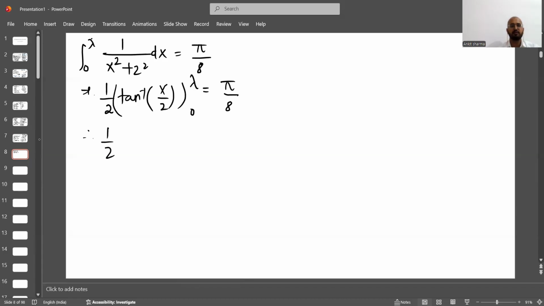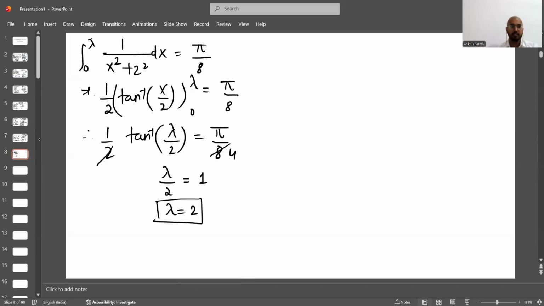So from here I get half of tan inverse of lambda by 2. Tan inverse of 0 is 0. So we get here pi by 8. So this 2 will compensate here, and tan inverse of something is pi by 4. So lambda over 2 must be equal to 1. So this implies lambda is equal to 2.